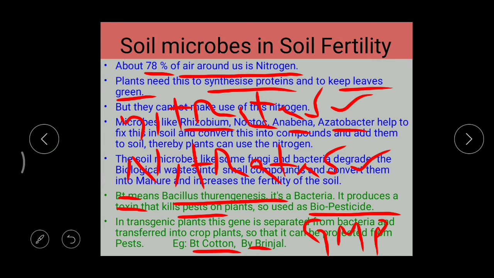Got it? So this is a way how these soil microorganisms help in improving the fertility of the soil, especially by converting atmospheric nitrogen into nitrogen compounds like nitrites and nitrates. Okay, and then Bt means Bacillus thuringiensis, and this poison can act as a biopesticide.